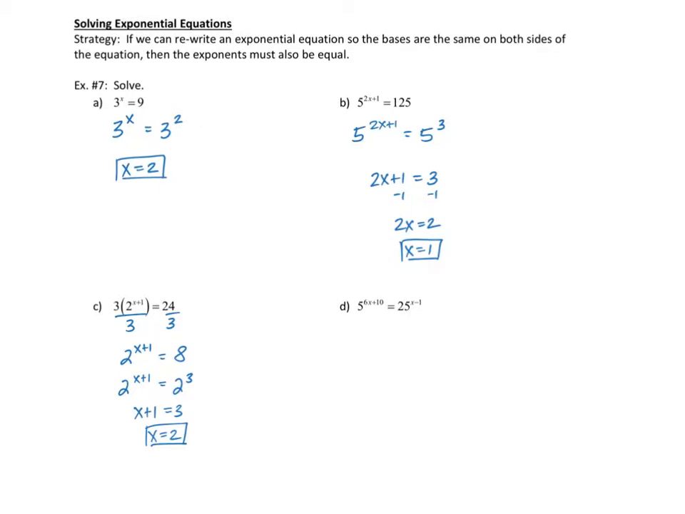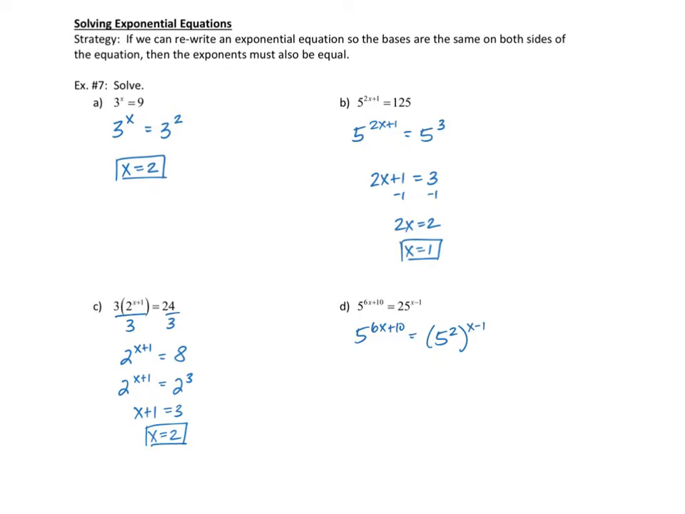Looking at one last example here in part D, the thing that is different here is we have exponents on both sides of our equation. So we have 5 to the power of 6x plus 10 is equal to 25 to the power of x minus 1. So when we see the 5 and the 25, we want to think about a common base of 5. So the left-hand side is going to stay the same. On the right-hand side, I'm going to think of 25 as 5 squared to the power of x minus 1.